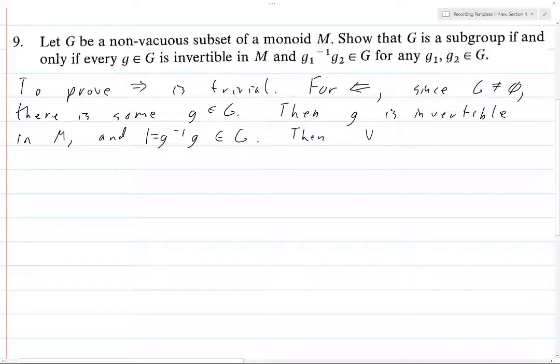Then, for all g in G, we want to prove that this is a subgroup, so we want to prove closure under inverses. So what is g inverse? Well, g inverse is just g inverse times 1, and because g is in G, g inverse is in M, and 1 is in G, and so this product here is in G. So there's that.